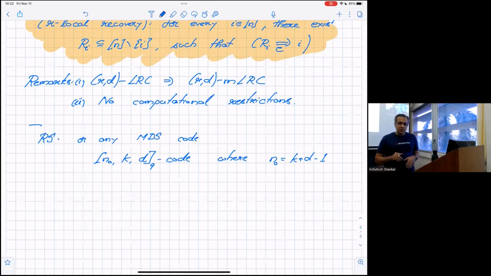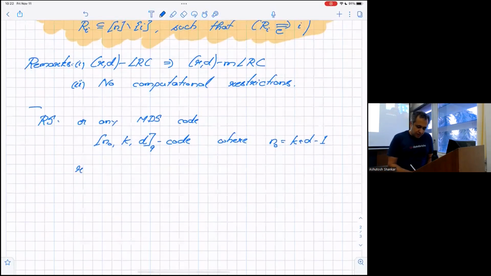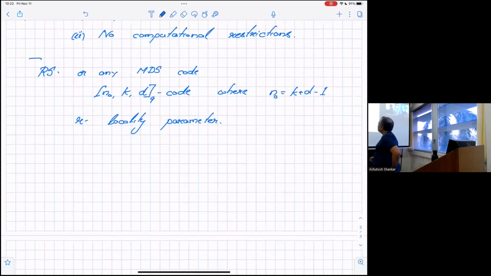Let's take this. What we will do is we will add some more redundancy bits. We will modify this code a little bit. We'll increase N naught a little bit so that the distance doesn't change, but it will now have R local recoverability. So R is some number I'm going to give you, the locality parameter.